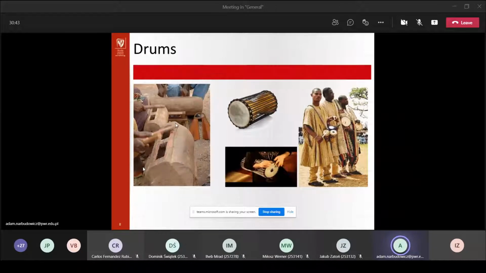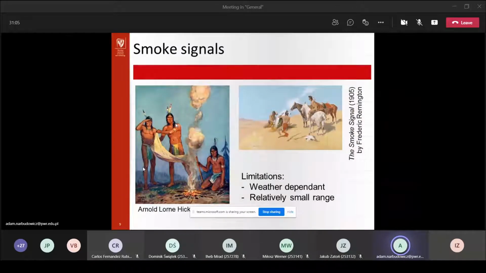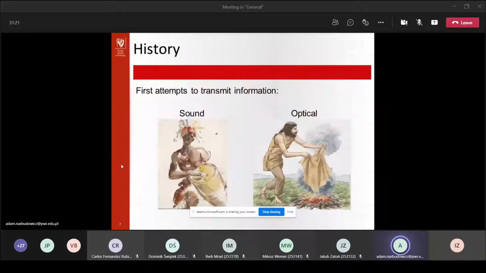So you transmit a signal, and you change the frequency of the signal to embed some meaning into it. And actually, if you want, you can look at how it sounds over here. Another approach is smoke signals, which were quite widely used in the Westerns. Again, the same: you have a smoke or a fireplace.